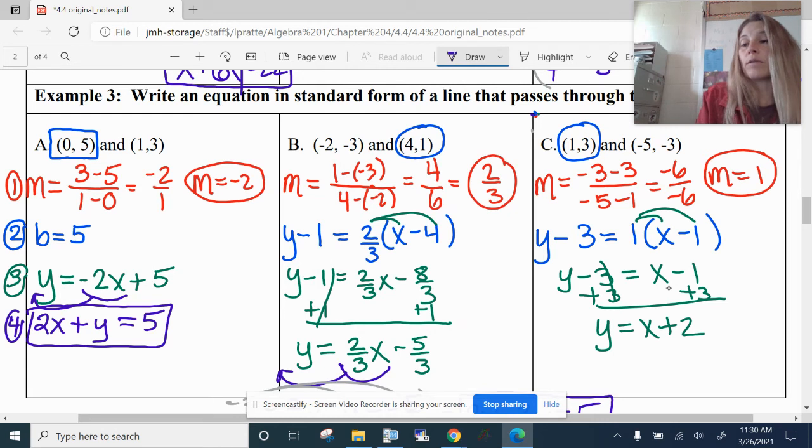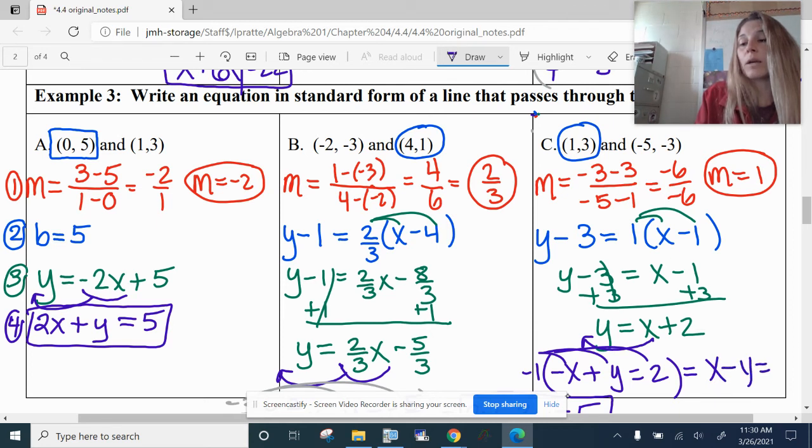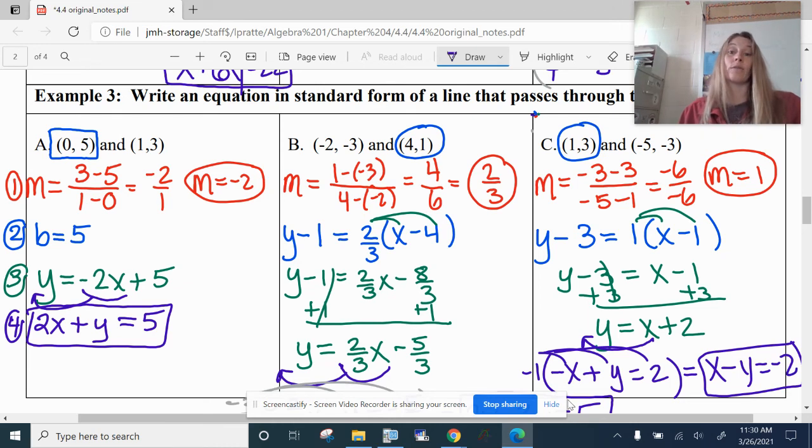To get it into standard form, I need to move my x term over, making it a negative x plus y equals 2. And then I have to multiply by the negative 1, which will give me positive x minus y equals negative 2 as my answer in standard form.